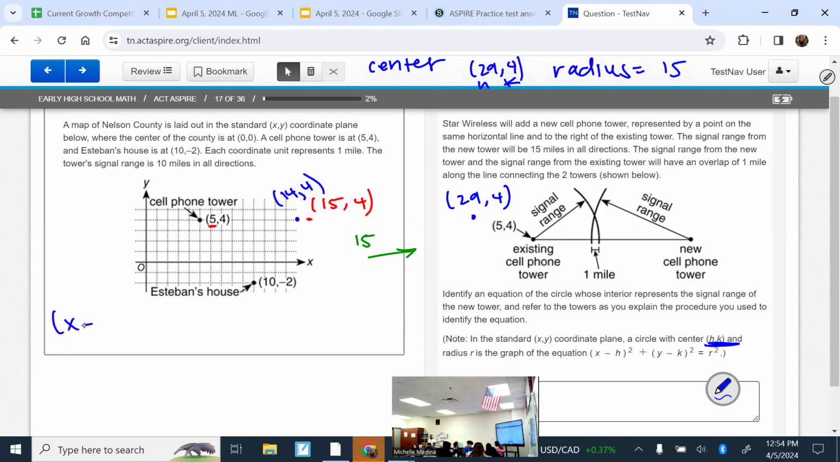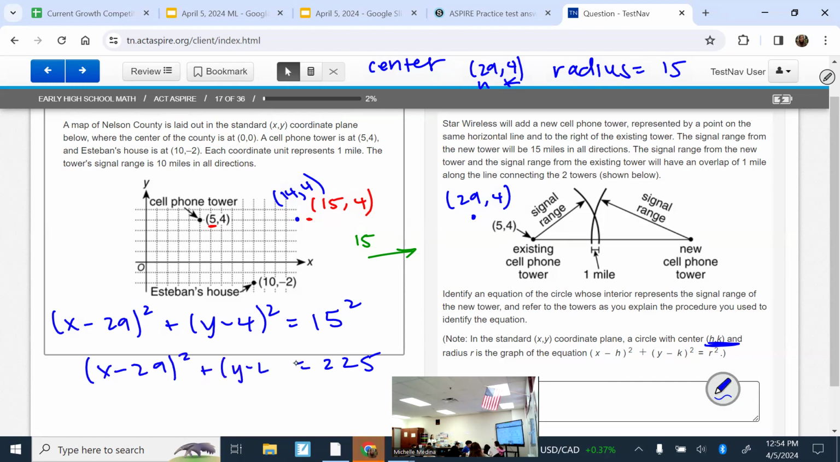But it's (x - 29) squared plus (y - 4) squared equals 15 squared. I think on the key we put 225, since 15 squared is 225. But this will just stay as this. This is directly just you plugging in h, k, your center, into this formula.